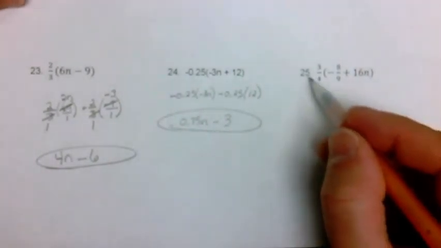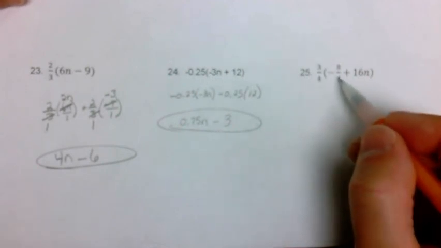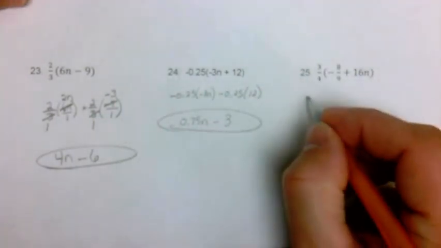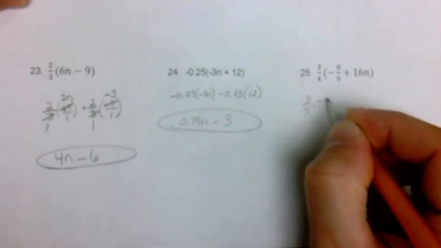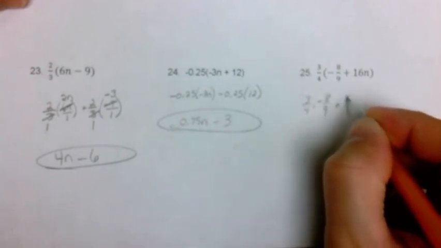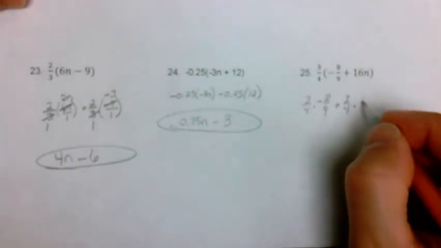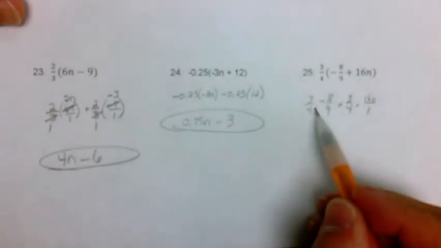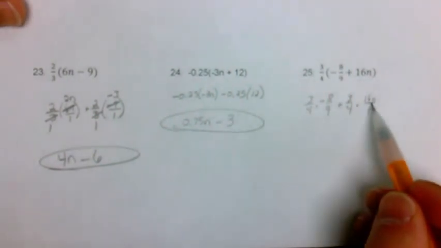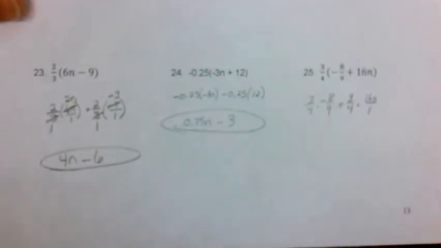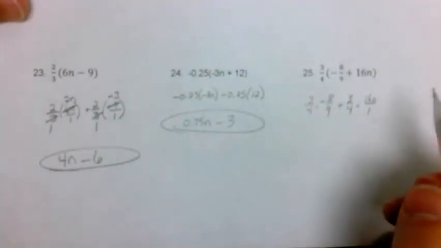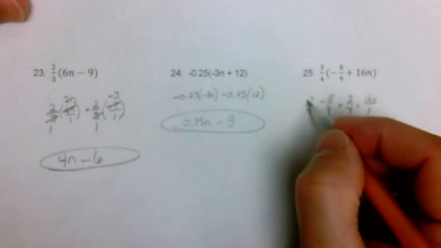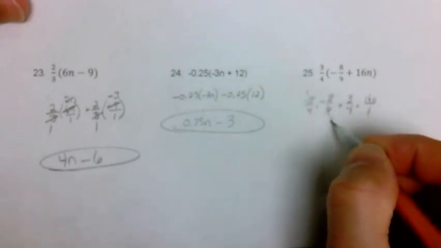All right, finally, in number 25 here, I've got 3/4 multiplying negative 8/9 plus 16n. Let's distribute 3/4 to each term. 3/4 is going to multiply negative 8/9 plus 3/4 is going to multiply 16n, which I'm going to make 16n over 1. Again, we have a fraction times a fraction here, a fraction times a fraction here. In each case, we'll see if we can simplify early. In my first example here, all right, I see that the numerator 3 and the denominator 9 have a common factor of 3. 3 goes into itself once and into 9 3 times.